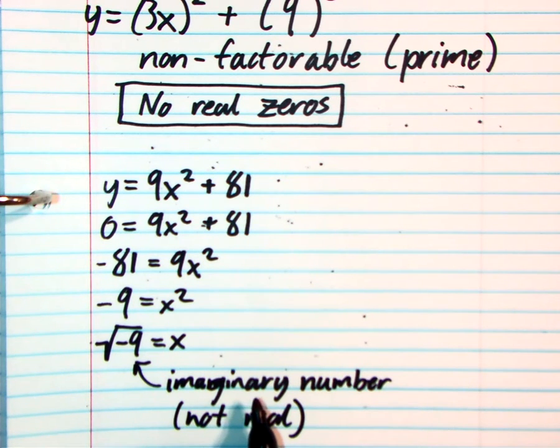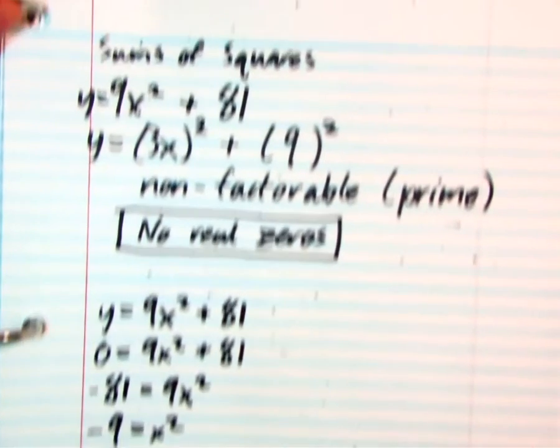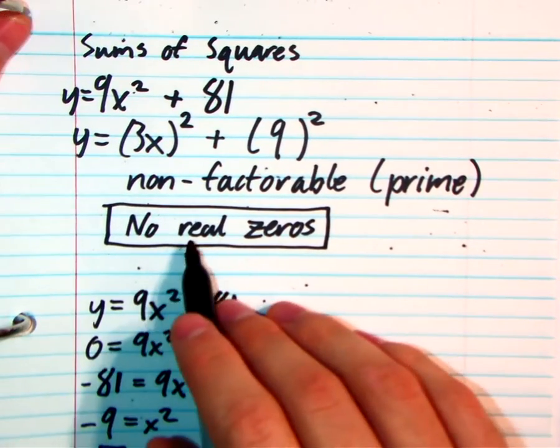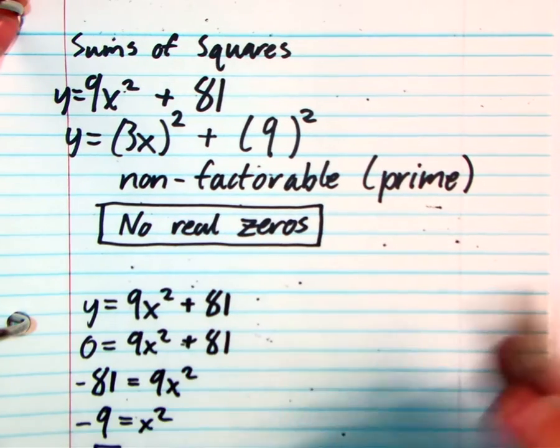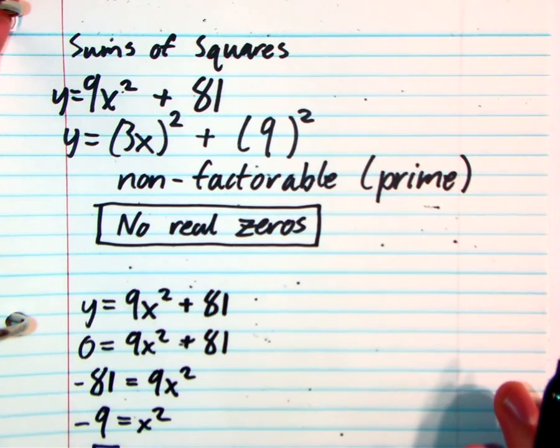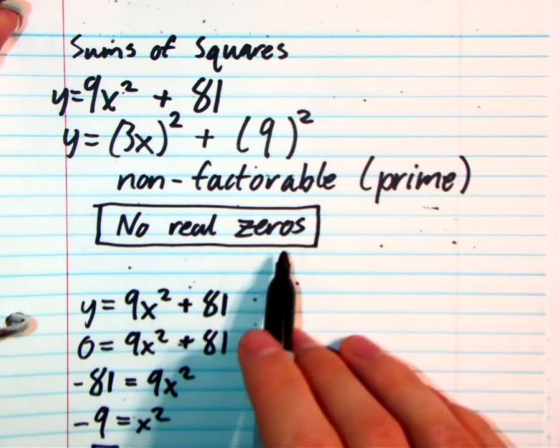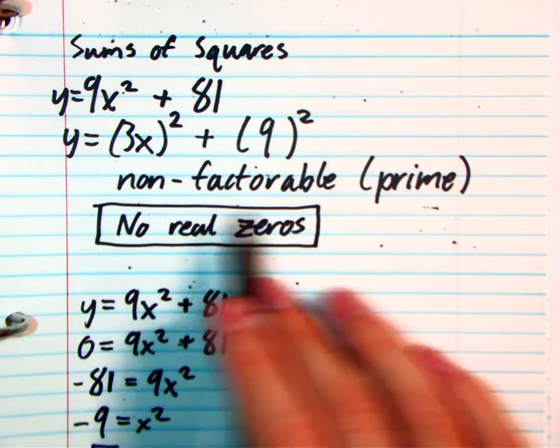It's an imaginary one. So when we're asked to find the zeros of a sum of squares polynomial, that's why we say there are no real zeros. Because you might say there's imaginary zeros, but we don't want to get into that. So we're going to say there are no real zeros because we can't factor. It's non-factorable.